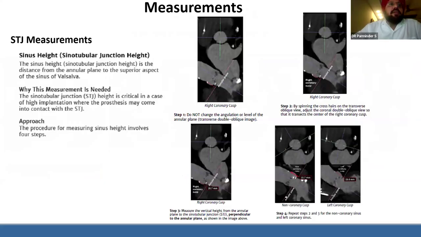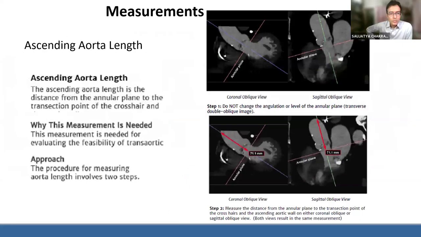Again, the STJ height is the distance from the annulus plane to the superior aspect of the sinus. These measures are important in case of high implantation where the prosthesis may come in contact with the STJ. Ascending aorta length is again important. This is measured from the annular plane to the point where the crosshairs intersect the ascending aorta. This can be done in any of these views, but they will be the same. But this is usually required if our approach is transaortic.